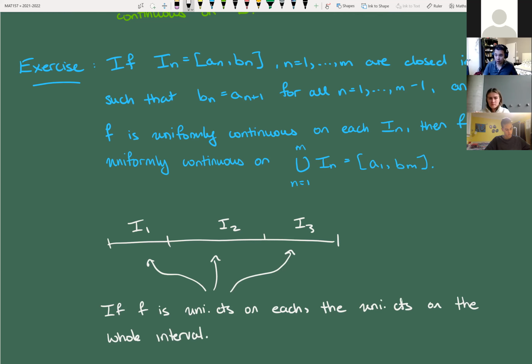Okay, so I'm going to have you prove that in your next assignment. You imagine the proof's not actually terribly difficult. Basically, you know there's a delta which works on each of them. And if you choose the smallest of them, then that delta will probably work for I1 union I2 union I3, right? How do we know the intervals touch? That's the b_n equals a_(n+1) condition.